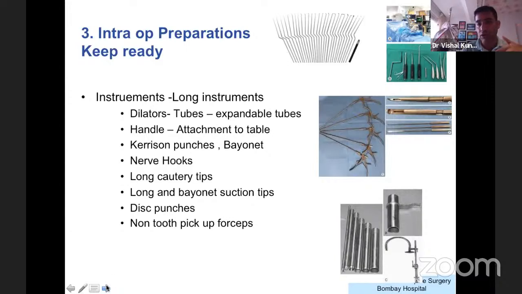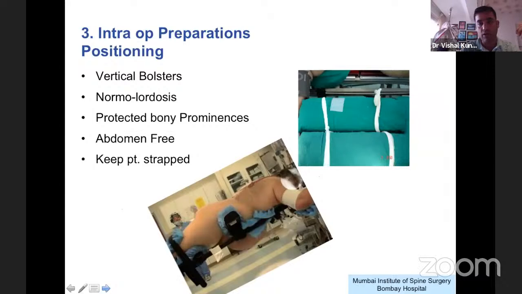And that's why you should get used to all these instruments in open surgeries before you jump into your MIS surgery. And this is something, a long cautery tip: if you don't have it on your table, your tubular surgery may be a mess and you may really be struggling with it. This is something that you may want to check preoperatively, whether it is there or not.